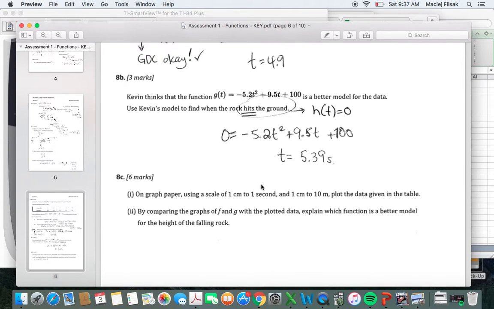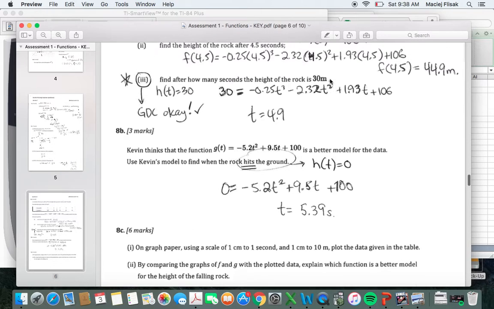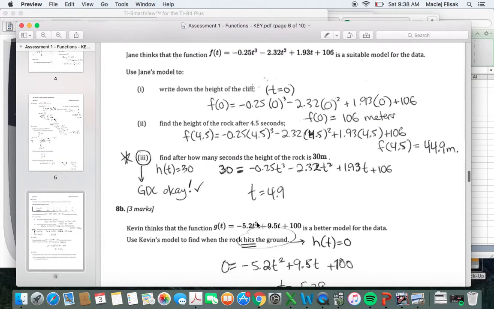Let's look at 8B and then C. So 8B, Kevin thinks his function... So now there's another student. His name is Kevin. He's created another model. He's created this function, which is, I don't know, maybe similar or maybe not so similar.